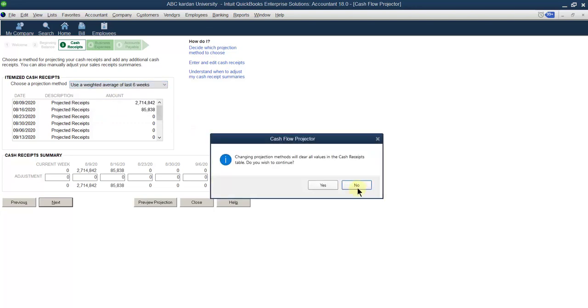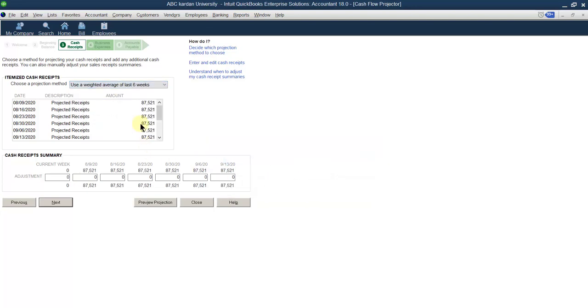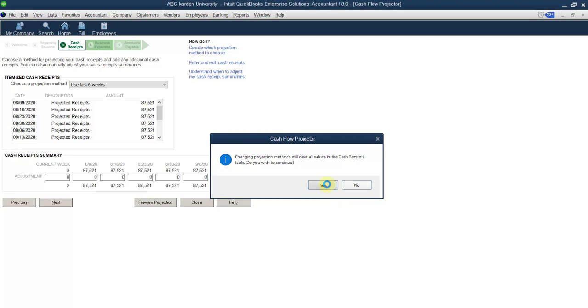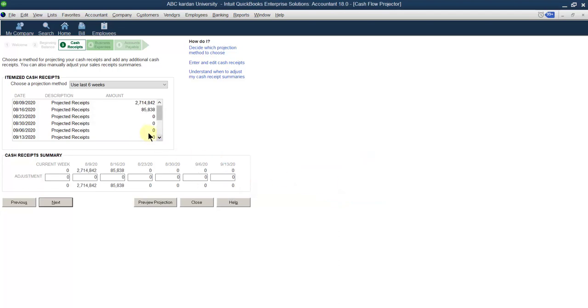So if you select this one, the average will be only how much? The average will be only 87 or something like that. Why is this so? Because in the sixth week, the fifth, the fourth, and the third, there is no balance. That is why more weightage is given to this and less weightage to the other weeks. This was the weighted average method.